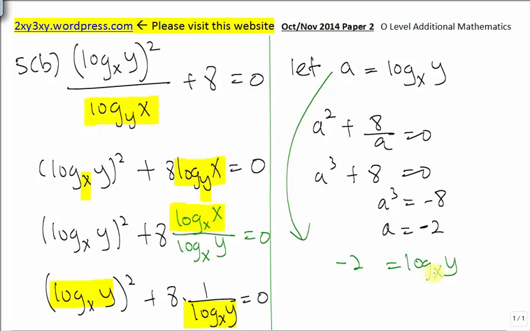So from here, I change the logarithm form to exponential form. So x to the power of negative 2 will be y. I follow this arrow to change to the exponential form. Or simply y equals 1 over x squared. Okay, we got the answer. We have expressed y as a power of x.